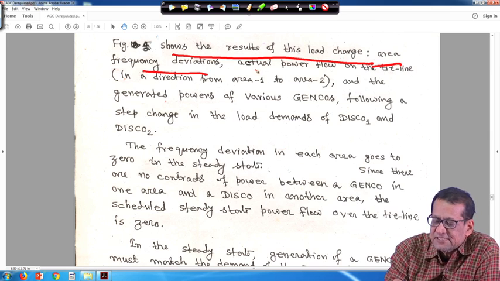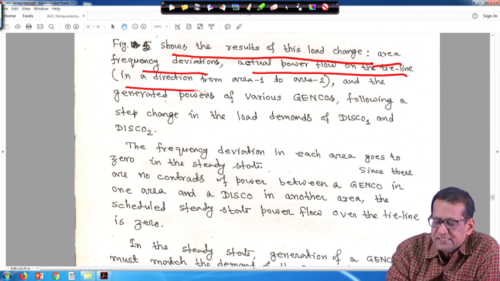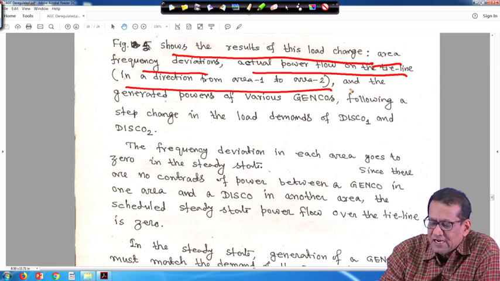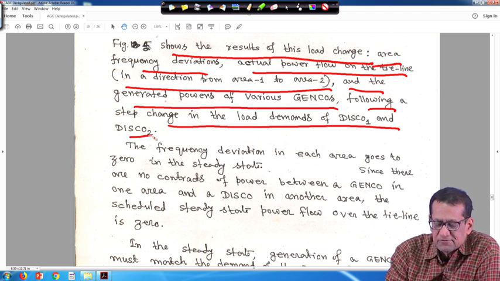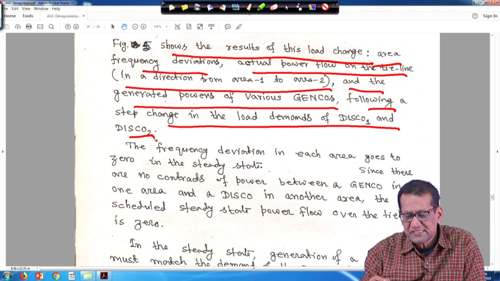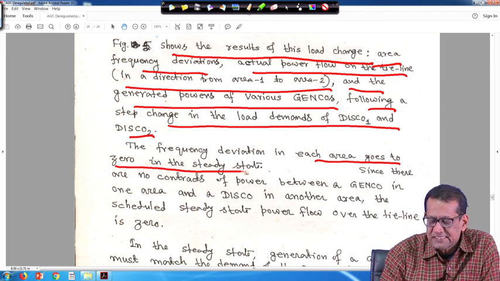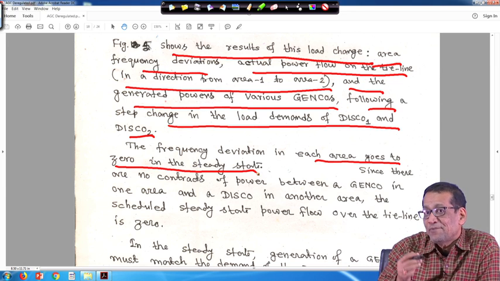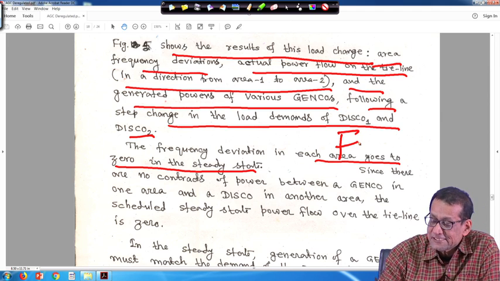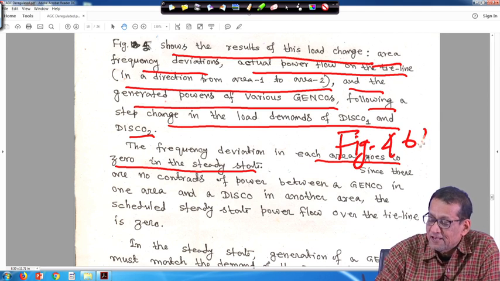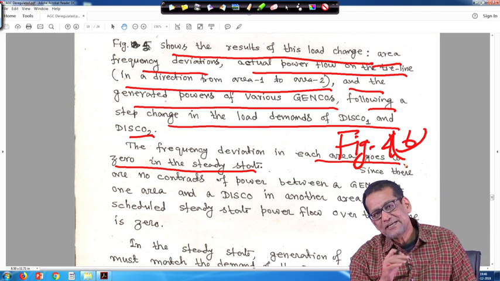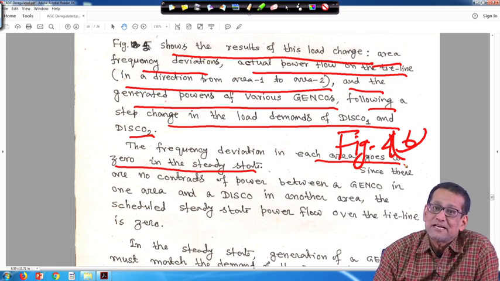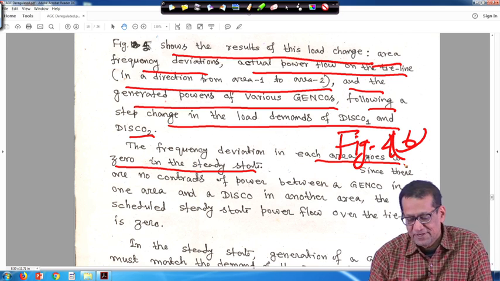So, area frequency deviation, actual power flow on the tie line in a direction from area 1 to area 2, and the generated powers of various GENCOs following a step change in the load demands of DISCO 1 and DISCO 2, right. The frequency deviation in each area goes to 0 in the steady state, that also I showed you. For your easy analysis you will consider figure 4b, and from there mathematically you find out the steady state values, knowing that delta f1 SS is equal to delta f2 SS is equal to delta f SS. Based on that you try to find out, right.